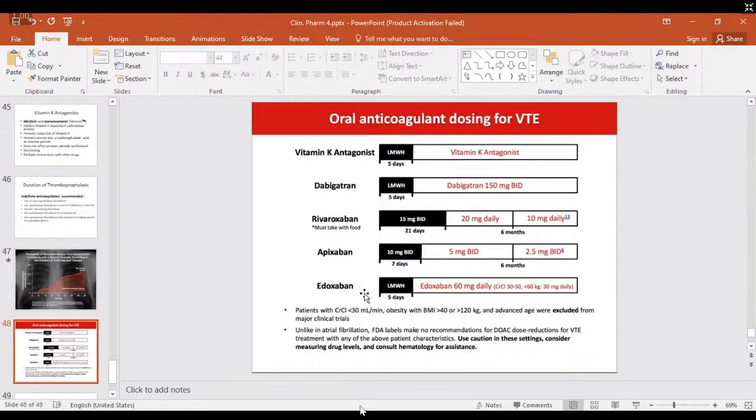For edoxaban, which is again a factor 10A inhibitor, there is still no indication to start treating venous thromboembolism right away. That's why for the first 5 days, we need to cover the patient with either low molecular weight heparin or unfractionated heparin. And after that, we can continue with edoxaban 60 milligrams daily. The important thing here is vitamin K antagonists, we always bridge or overlap for the first couple of days. For the other anticoagulants, we do not overlap.